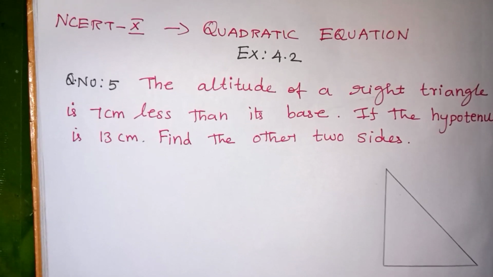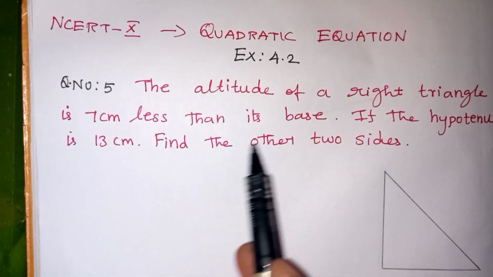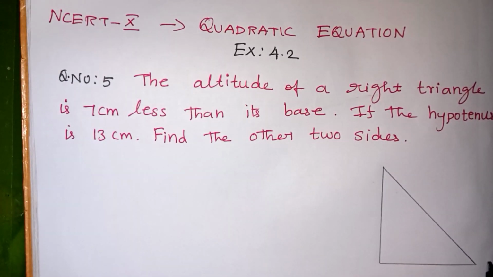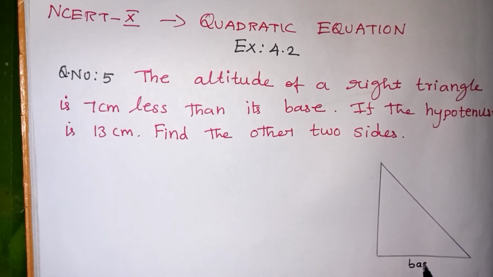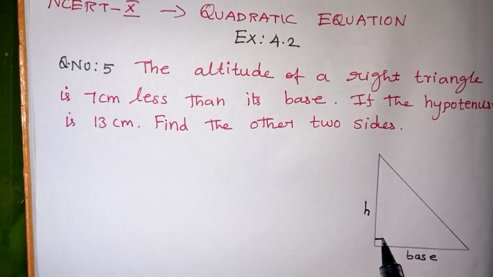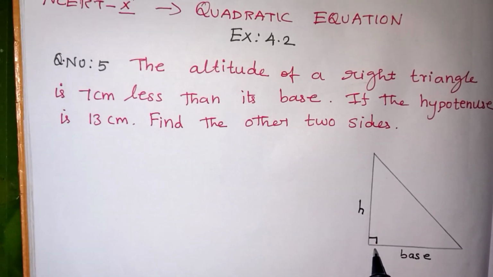Next problem, question number 5. The altitude of a triangle, that is a right triangle, is 7 centimeter less than its base. So this is a right angle triangle. This is our base and this is our altitude. Altitude is nothing but height. The line which makes 90 degrees with the base is called altitude. Actually the height is called altitude.